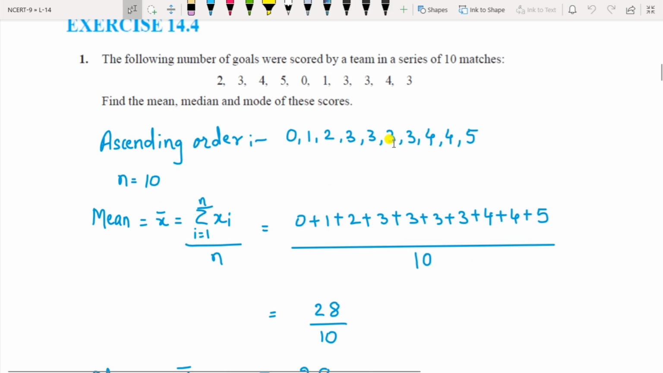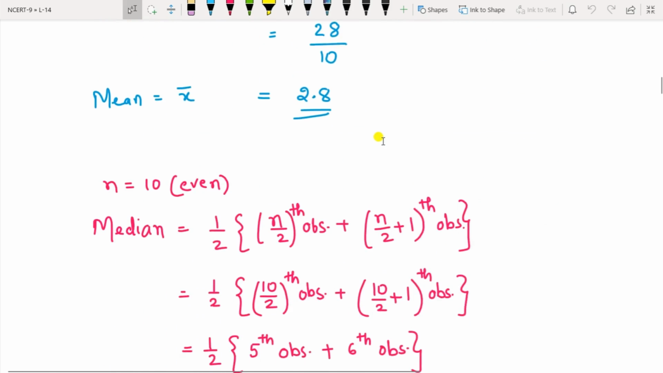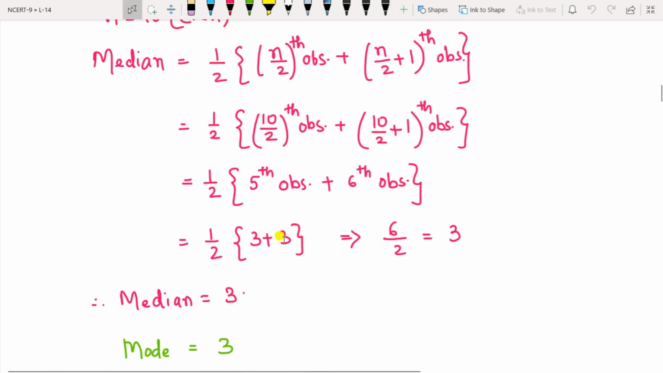5th and 6th, this is the 5th and this is the 6th observation. Both are 3 here. So 3 plus 3 becomes 6, by 2 is 3. So median becomes 3. This is the way to solve for median when n is even.